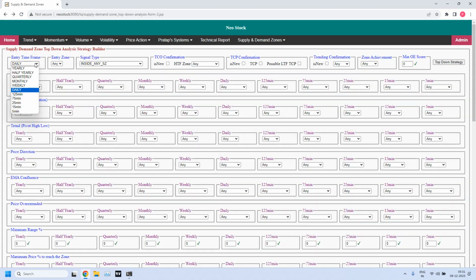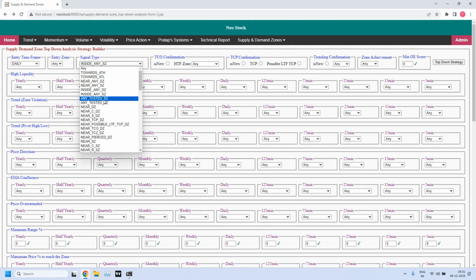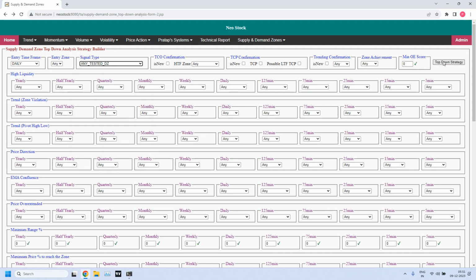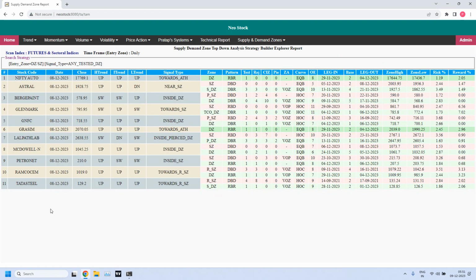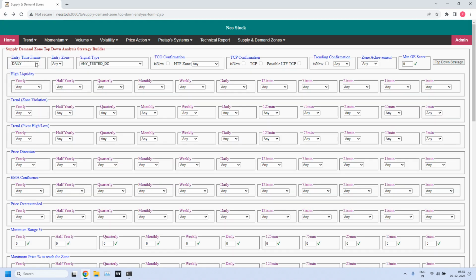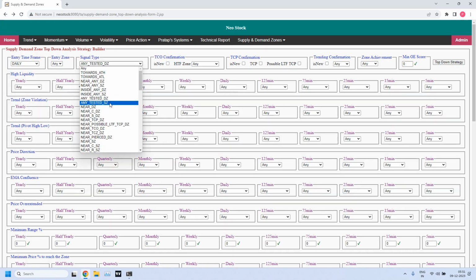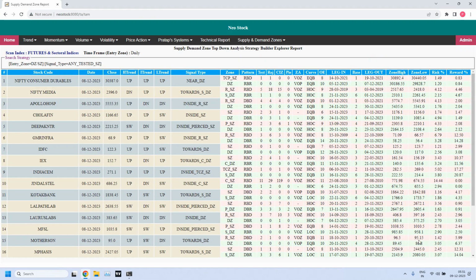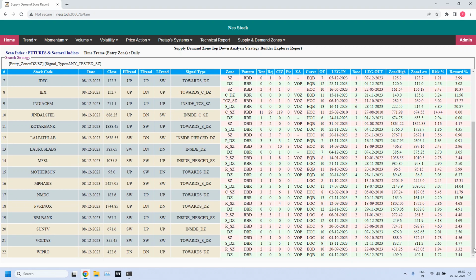Let's go back. Entry time frame is daily. Let us find the stocks where tested the daily demand zones. So 11 demand zones are tested. Let's go back. Entry time frame is daily. Let us find the tested daily supply zones. So this is the filtered list. So total 22 supply zones are tested today, including Wipro we discussed in today's session.